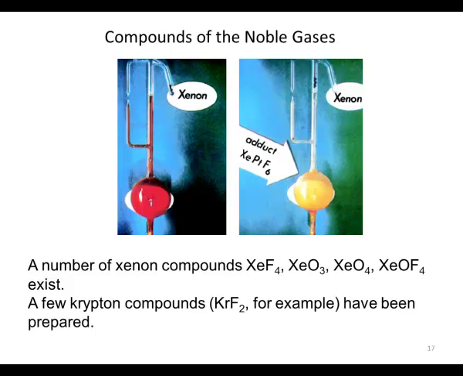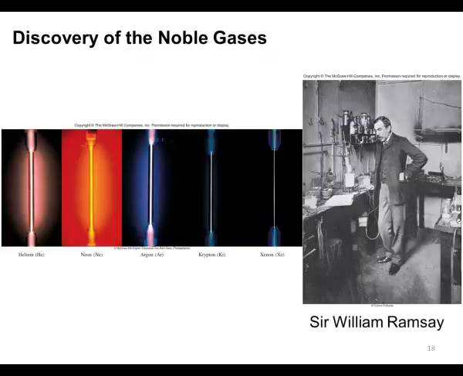Here are 2 pictures showing that some of these compounds of the noble gases are indeed manufactured. A number of xenon compounds are known, like xenon tetrafluoride, xenon trioxide, etc., and a few krypton compounds are known. Sir William Ramsay was the discoverer of the noble gases. Here you see discharge tubes showing all of the noble gases.